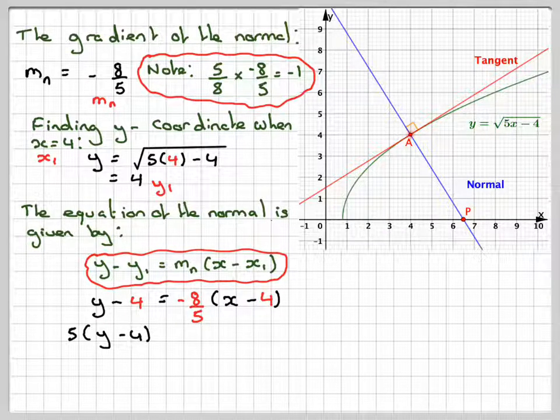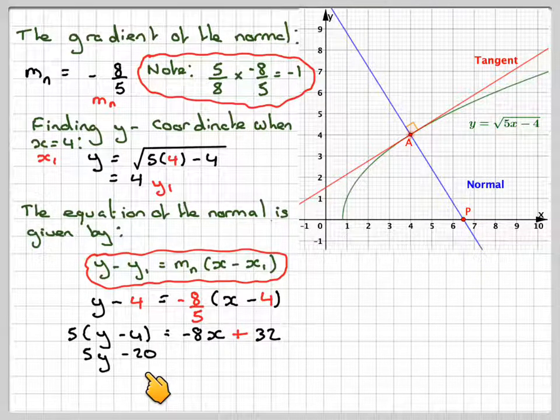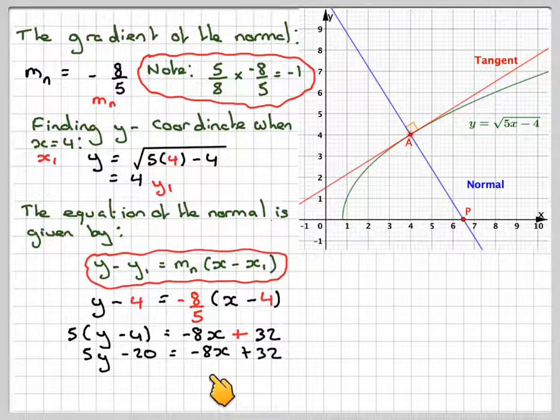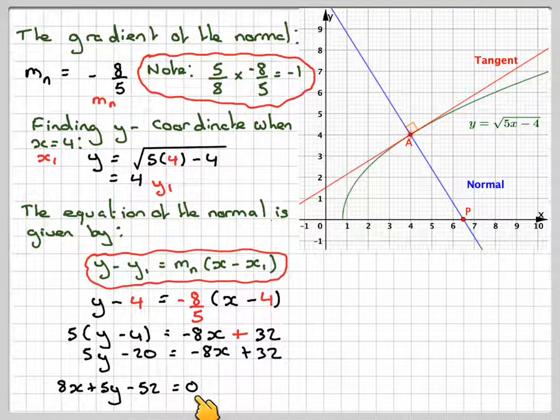So 5 times (y minus 4) is equal to minus 8 times (x minus 4). Expanding the bracket, minus 8 times minus 4 gives me plus 32. Be careful with the sign. Expanding this bracket here, we're going to have 5y minus 20 is equal to minus 8x plus 32. Collecting over here, we're going to have 8x plus 5y, and then minus 52 is equal to 0.